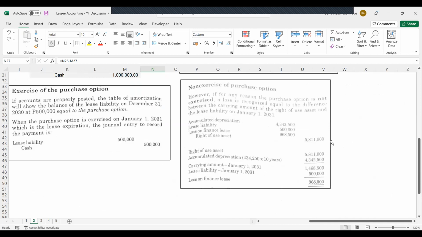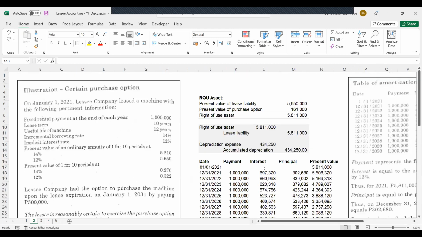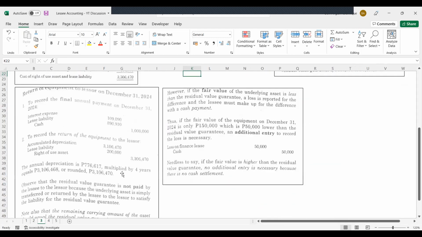So, right of use asset natin, less yung total AC debt natin by the end of 10 years. Then, less mo yung lease liability mo. So, magkakaroon ka ng loss of 968,500. So, ganito mo siya i-record in case hindi in-exercise yung purchase option.